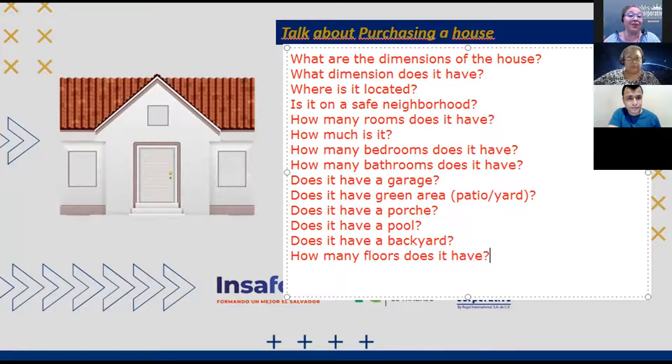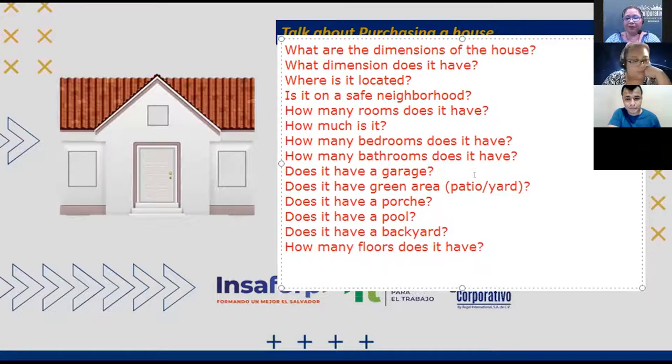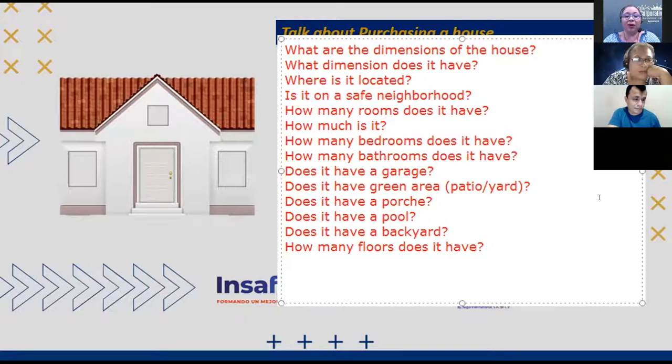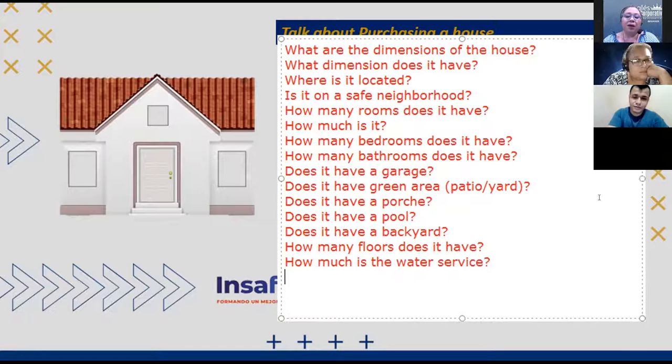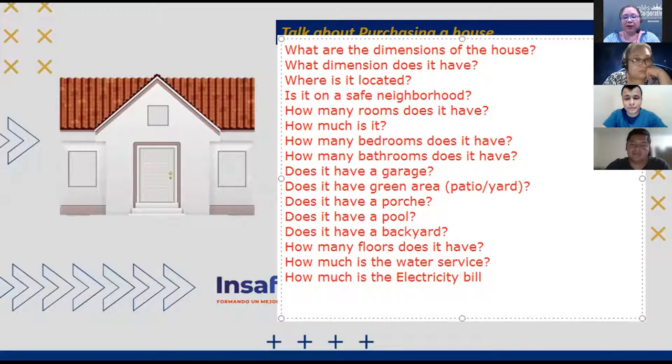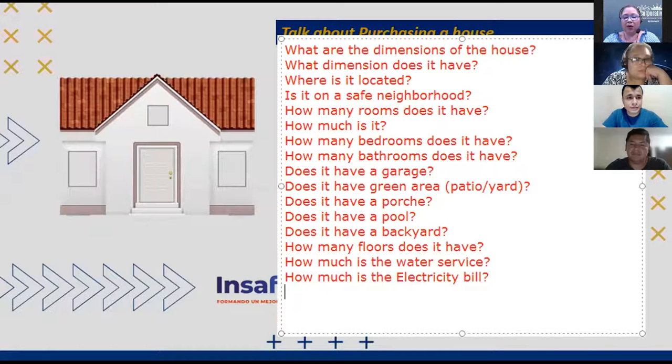A ver, hablemos de los servicios que tenga. A ver, ¿qué preguntarían? ¿Qué servicios habrán por acá? Pagamos. Ajá. Entonces, ¿cómo podemos preguntar cuánto pagamos por eso? How much is the water service? También puede ser the pipe service, ¿verdad? The water bill. Energy. Exactly. How much is the electricity? Security service.